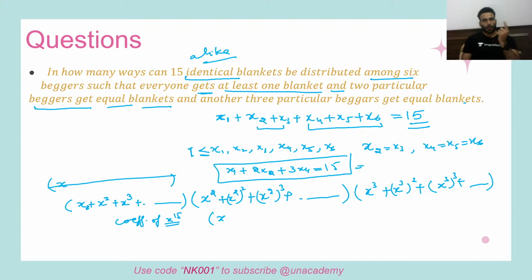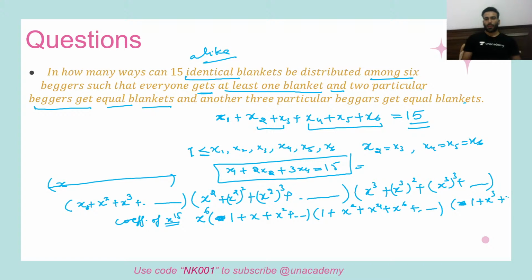What I'll do is I'll play smart. Why am I saying I'll play smart? I'll just pick out x common from this term. When I take x common from this term, and when I take x square common from this, and x cube from here, it becomes x raised to 6. So what I have is x times 1 plus x plus x square until infinity, x square times 1 plus x square, x raised to 4, x raised to 6, like this, and x cube times 1 plus x cube plus x raised to 6, x raised to 9, x raised to 12, x raised to 15, like this. Okay, so I hope this is clear with everyone.